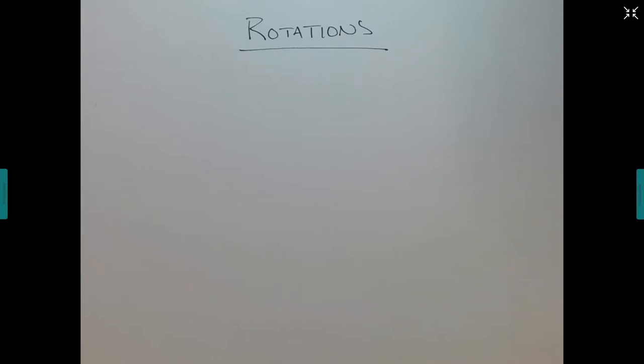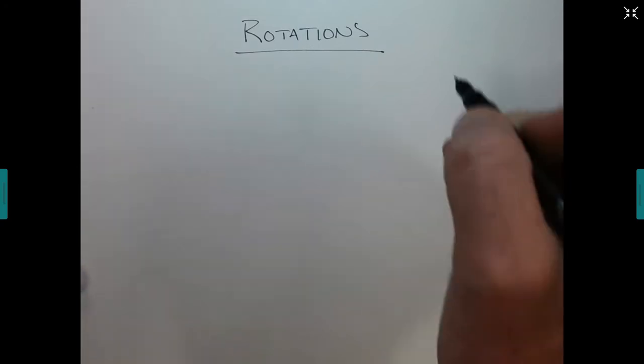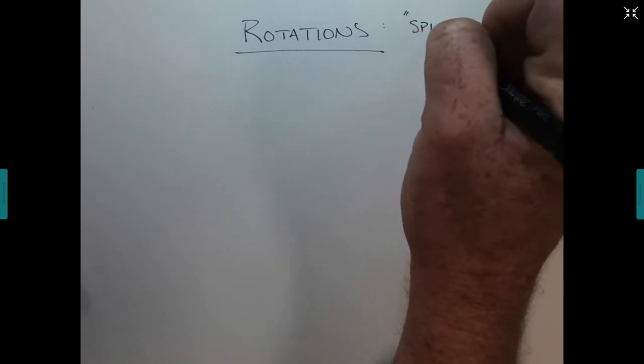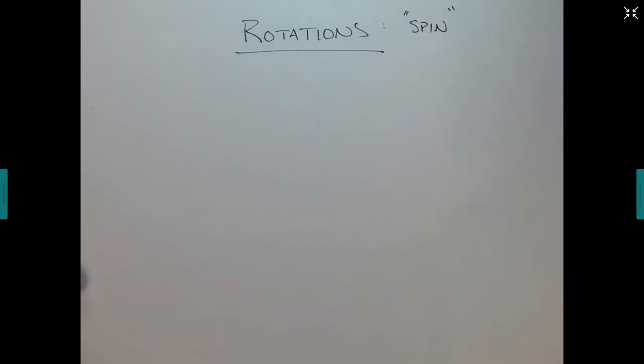All right, guys, let's take a look at some rotations. When we talked about translations, we were talking about sliding things. We were talking about reflections. We were flipping something about a line. A rotation, now we're looking at spinning an object. All right, this is still a rigid transformation, which means whatever we spin is going to be the same object that we started out with.